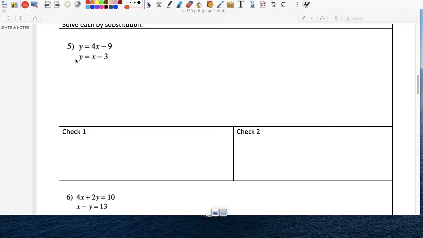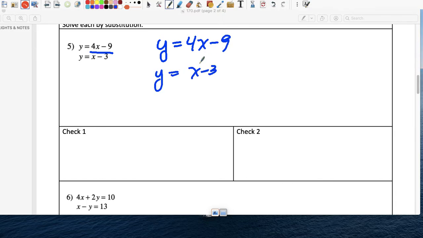Notice that both of them are already in the format where y is already isolated. So you can do whatever you want. You can either take the 4x minus 9, so let me write it over here, again just a little bigger. You can take this and plug it in here if you like, or you can take x minus 3 and plug it in that y. It's really up to you. It's going to be the same thing anyway.